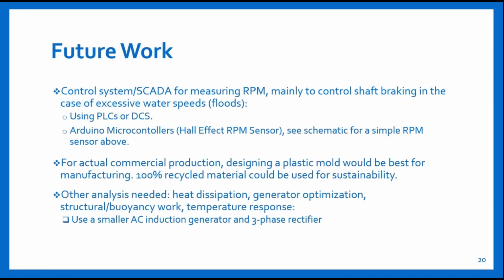And then, for future work, a control system or SCADA for measuring RPM, mainly to control shaft braking in the case of excessive water speeds. For actual commercial production, designing a plastic mold would be best for manufacturing. And if we could use recycled material, that would be the best for the sustainability of the product. Other analysis would be needed, such as heat dissipation, generator optimization, structural buoyancy work, and temperature response.